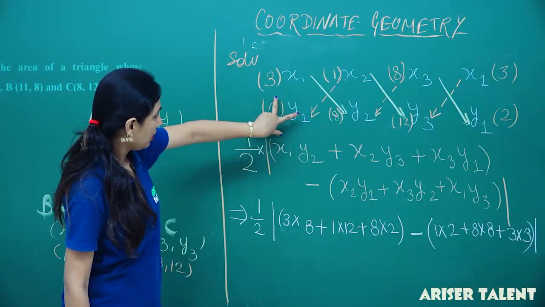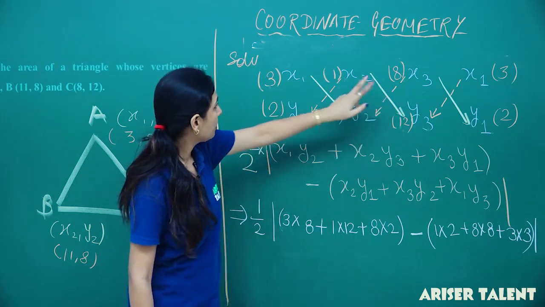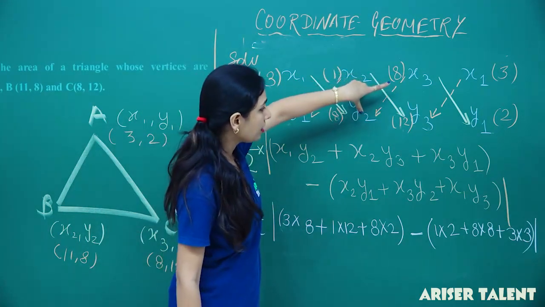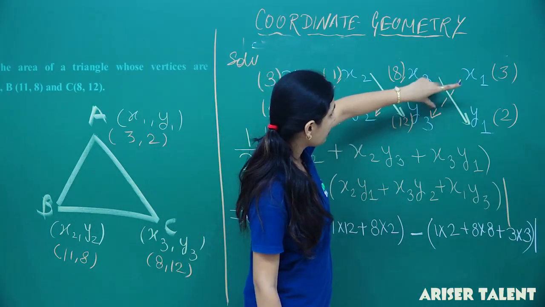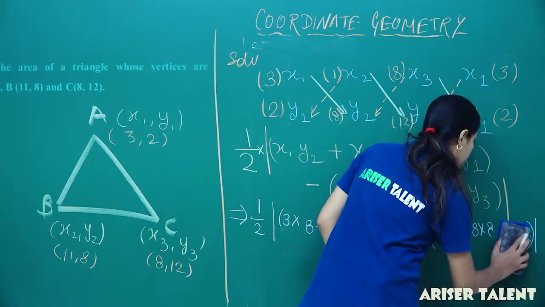So 3, 8, 1, 12, 8, 2, right. Then 1, 2, 8, 8 and 3, and this is not 3, this is 12. So correct here, 3, 12.